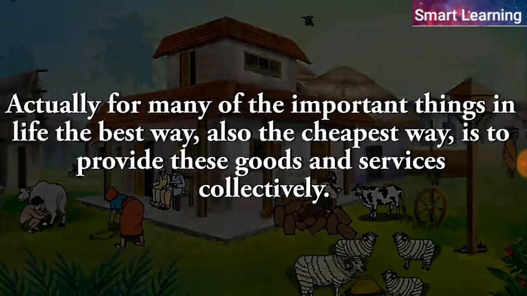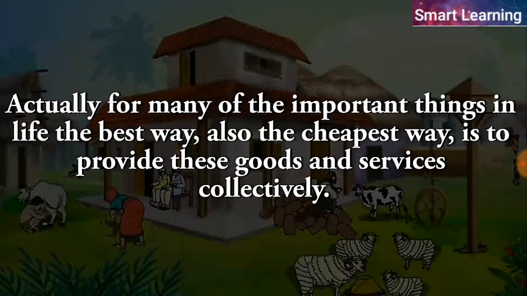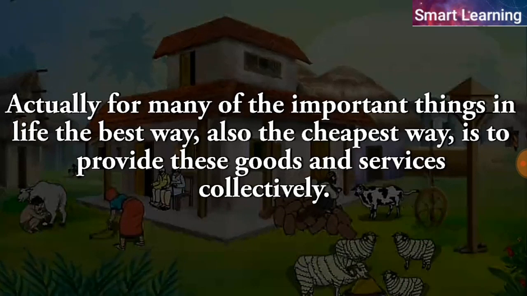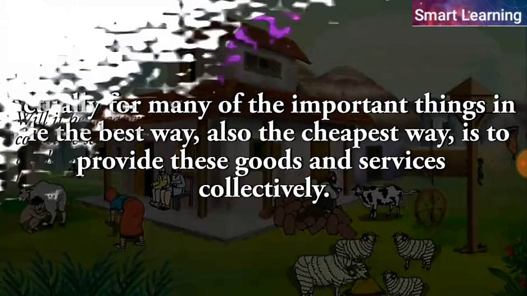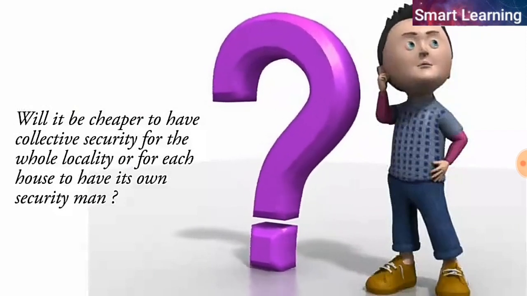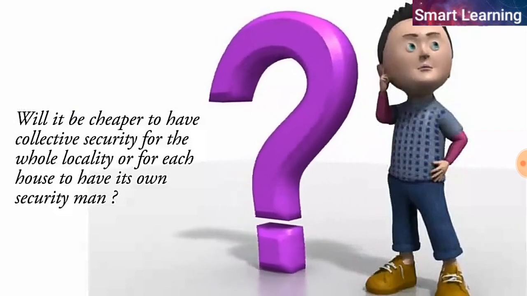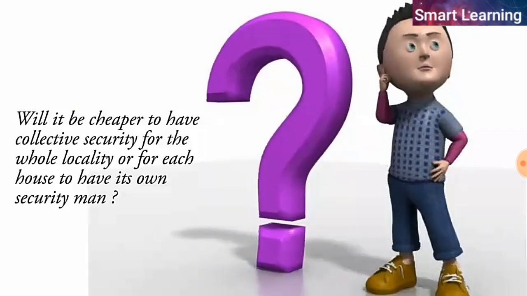Actually, for many of the important things in life, the best way, also the cheapest way, is to provide these goods and services collectively. Just think, will it be cheaper to have a collective security for the whole locality or for each house to have its own security man?